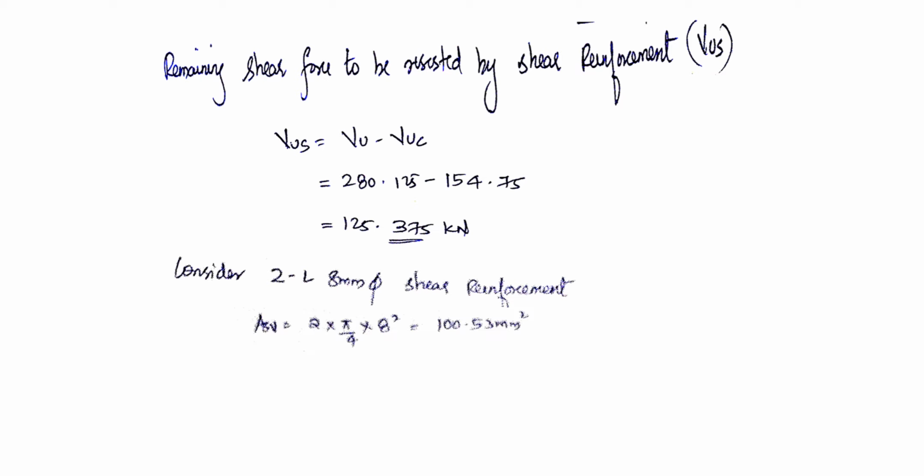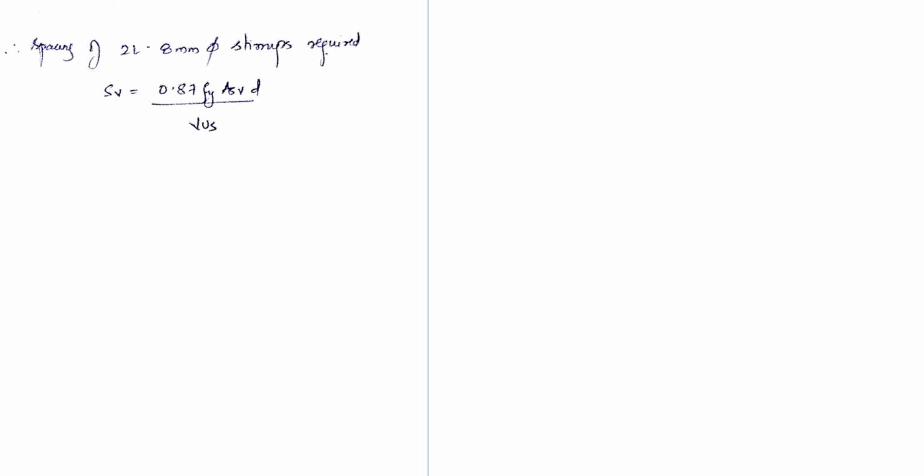I will get the ASV, that is the area of shear reinforcement, as, taking a two-legged stirrup, 2 into pi by 4 into 8 square. So on page number 73, for vertical stirrups, you will get VUS is equal to 0.87 FY divided by SV. For a two-legged 8 mm stirrup, you will get the spacing required as 0.87 FY by VUS. That is, you will get it as 173.7 mm.